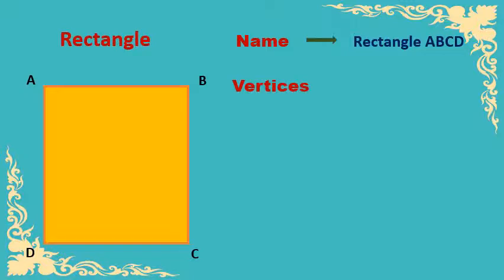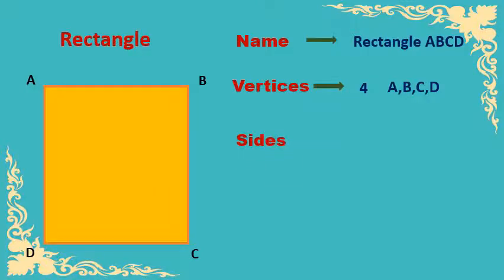Next is vertices. What is the meaning of the vertices? Vertices are nothing but corners. Now this is the new word for you. Vertex. A is a vertex, B is a vertex, C is a vertex, D is the vertex. But the plural of vertex is nothing but vertices. Plural means many. You know that, correct? Now, how many vertices are there? 4. Name them. See, point A, point B, C and D. Got this?